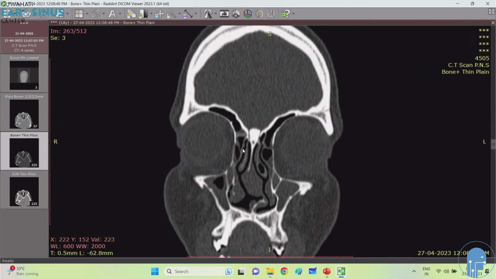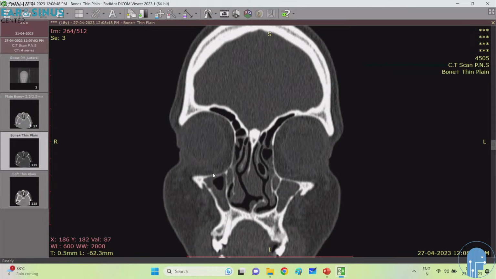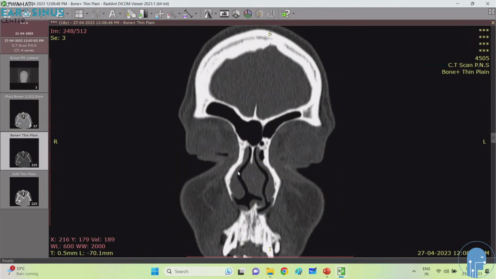Rohan, at this level you can also see the lacrimal sac. Yes sir, I'll come to the lacrimal sac.